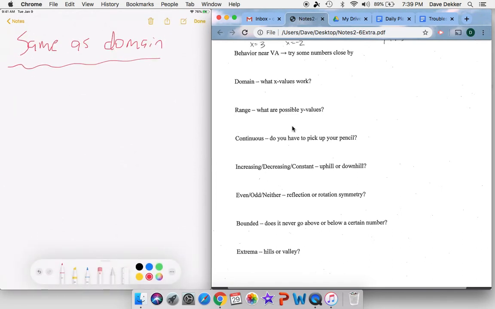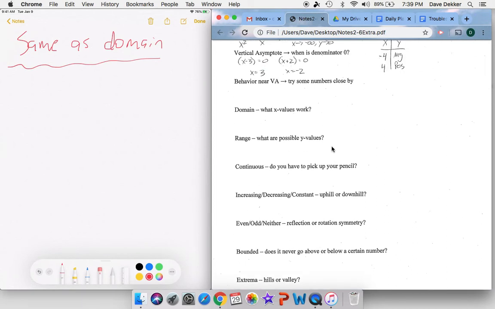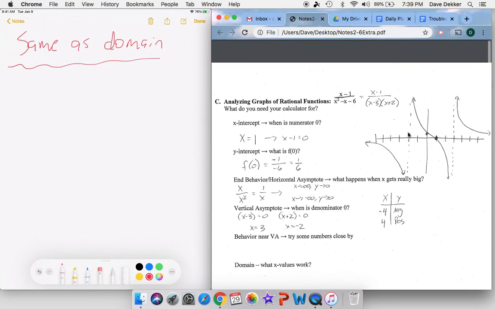All right, increasing, decreasing, or constant. Okay, where's it going, uphill or downhill? Well, if we look at this, it is basically always going downhill. There's some changes at those vertical asymptotes, but it's always going downhill. So we would say it is decreasing, but we do want to explain where. So we're going from negative infinity to negative 2, and then from negative 2 to 3, and then from 3, oops, sorry, that would be a positive 3. Let me see if I can undo that. Close enough. All the way to infinity.